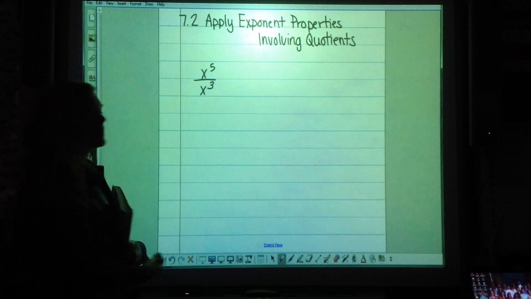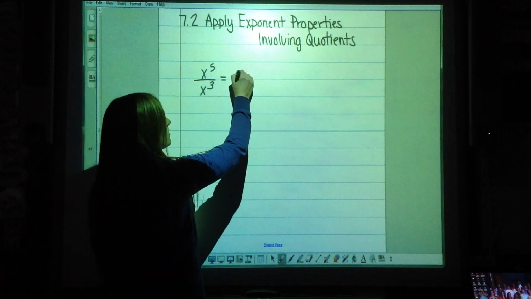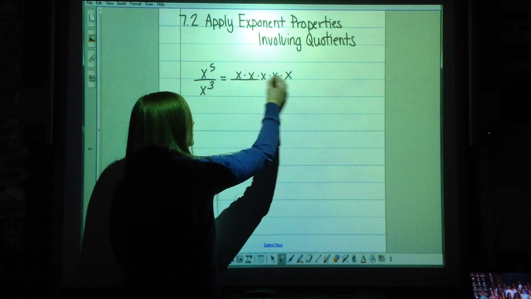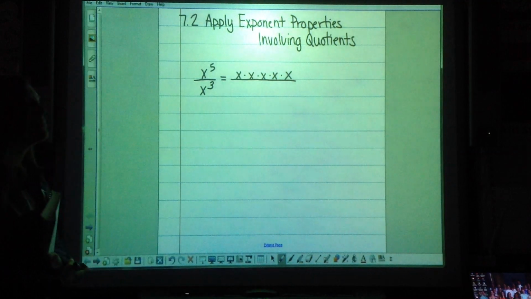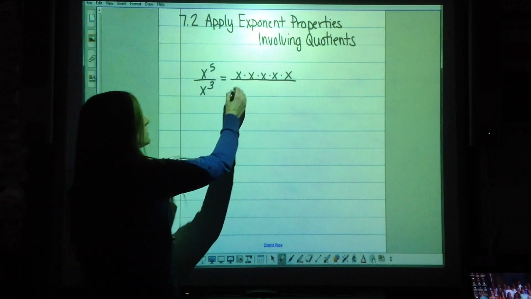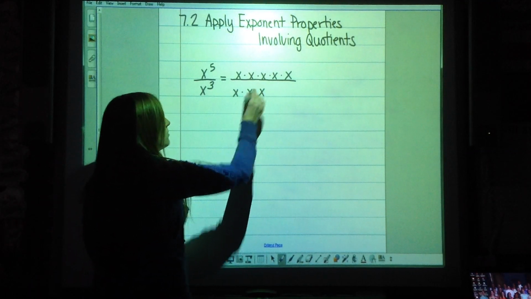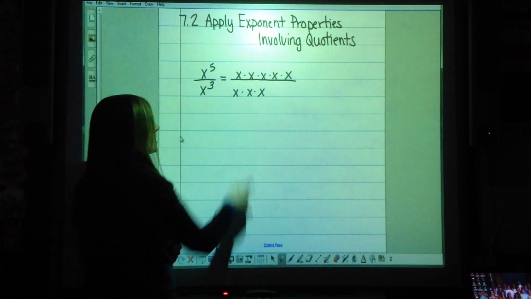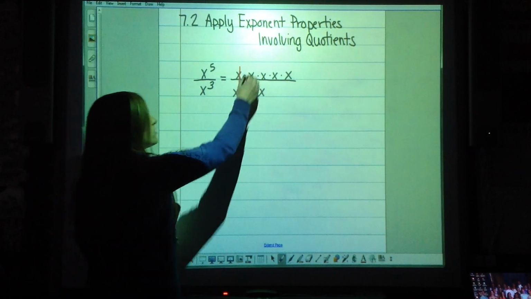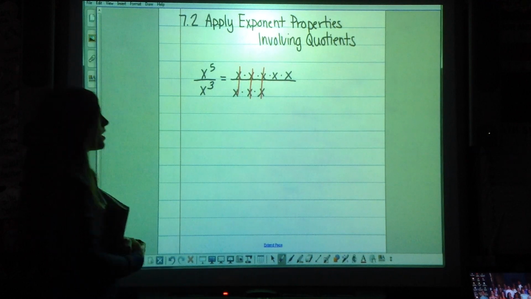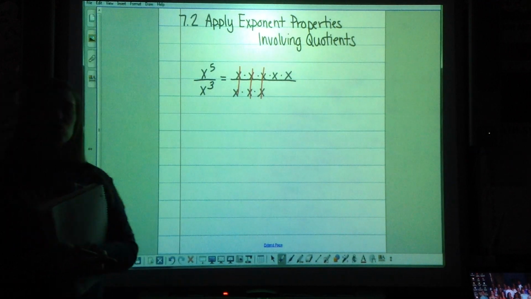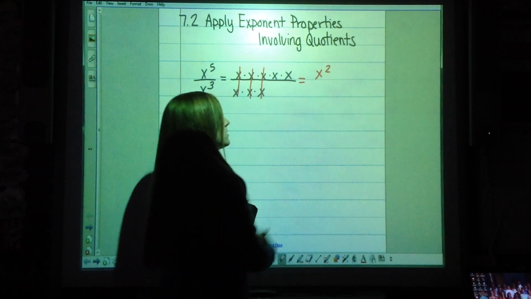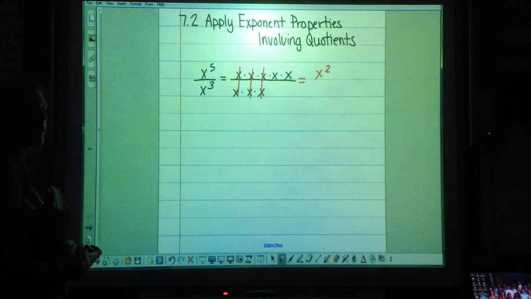The numerator is telling us that there are 5 x's. The denominator is telling us that there are 3 x's. When the same variable is repeated in the numerator and the denominator, they can reduce out. So these x's cancel each other out, these cancel each other out, these cancel each other out. You can see that there are 2 x's left in the numerator, and there's nothing left in the denominator. So our answer would be x squared.